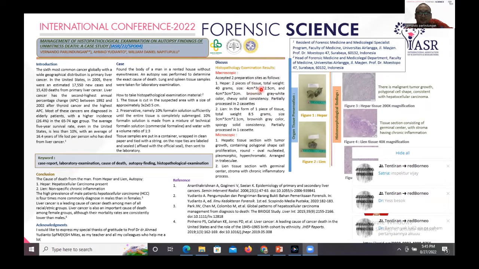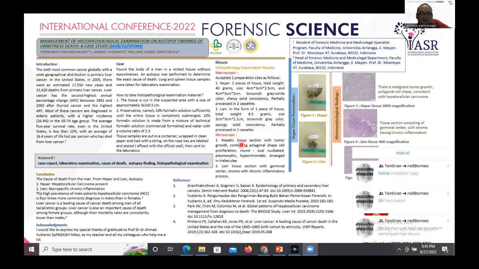First, hepar: 2 pieces of tissue, total 40 grams, size 4 centimeters, 3 centimeters, and 2.5 centimeters, and 4 centimeters, 3 centimeters, brownish gray, red color, solid consistency, partially processed in 2 cassettes. And second, lien: 1 piece of tissue, total 8.5 grams, size 3 centimeters, 3 centimeters, and 2.1 centimeters, brownish gray color, spongy solid consistency, partially processed in 1 cassette.